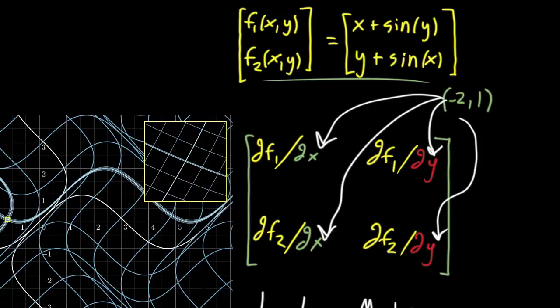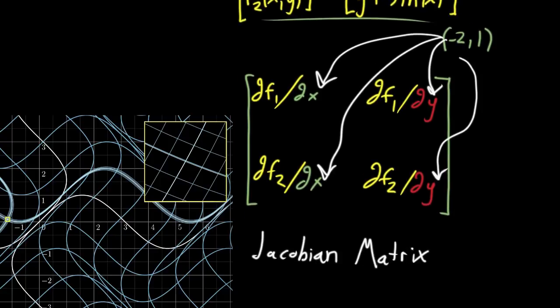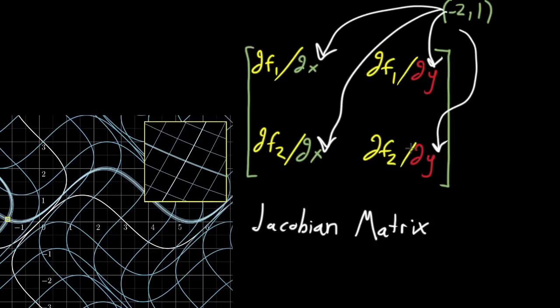And what I want to do here is basically just finish up what I was talking about by computing all of those partial derivatives. So first of all, let me just rewrite the function back on the screen so we have it in a convenient place to look at. The first component is x plus sine of y, and then y plus sine of x was the second component.